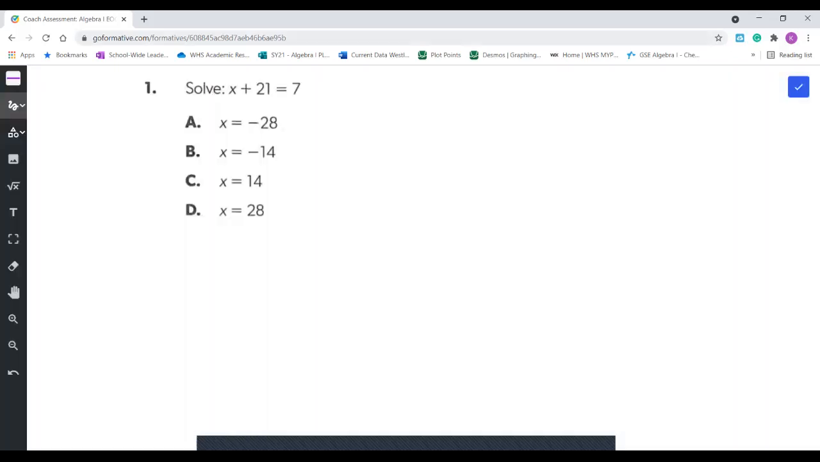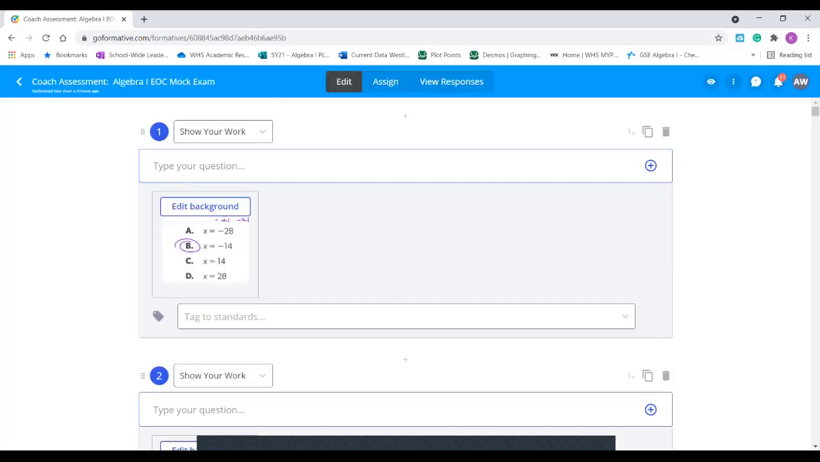All right. Number 1, solve x plus 21 equals 7. Y'all, this is super simple. We're just going to subtract 21 from both sides. Okay, and that's going to give us, what is 7 minus 21? That's going to give us a negative 14. All right. Number 2.